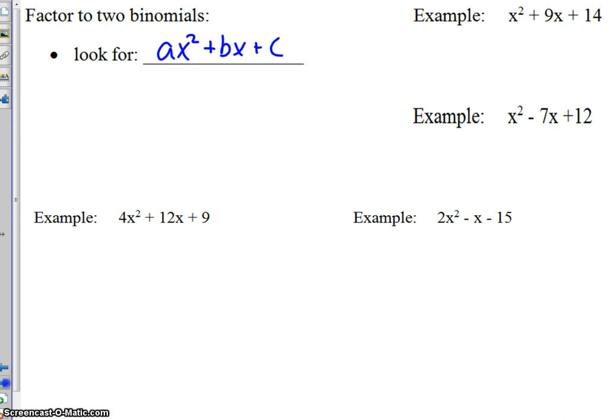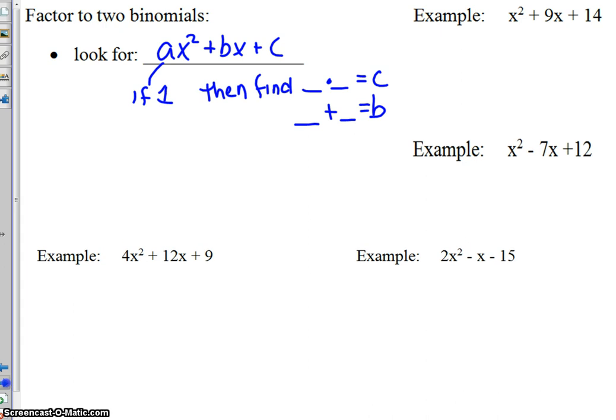And usually, if this is 1, and that's what we're talking about, if the leading coefficient is 1, then you want to find two numbers that when you multiply them, you get c, and the same two numbers, when you add them, you get b. Okay, so we've done a bunch of problems like this before, where we said, okay, what are our numbers? When I add them, I get this, and when I multiply them, I get this.